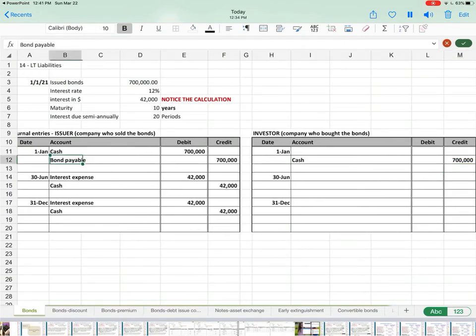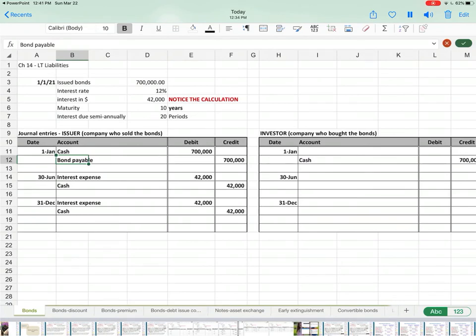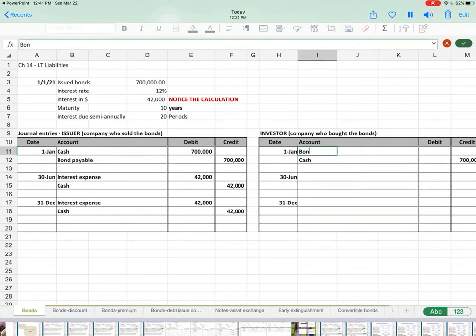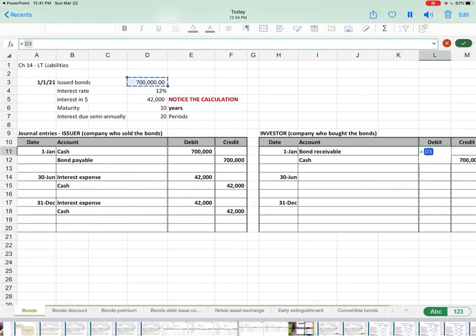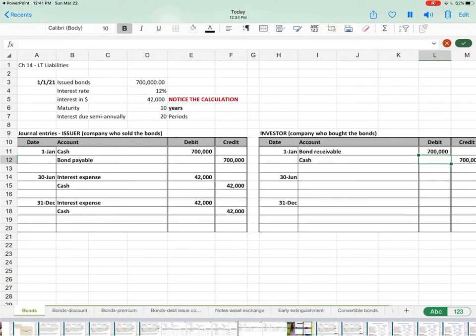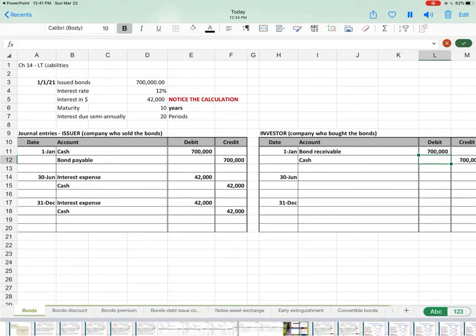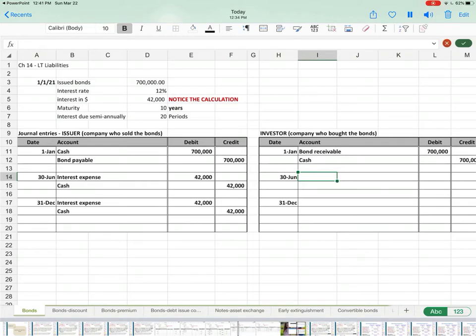And if the issuing company had a bond payable that they reported on their accounting records, then the investing company would have a bond receivable that they would report on their accounting records on that first day of $700,000. So you can see how they're mirror images of each other, right? One is receiving cash, one is paying cash. One has a liability, the other has an asset.